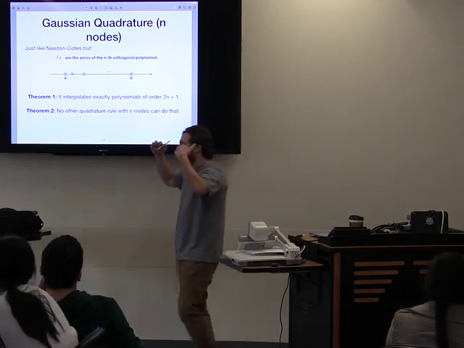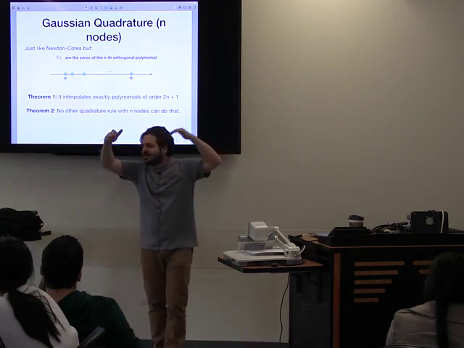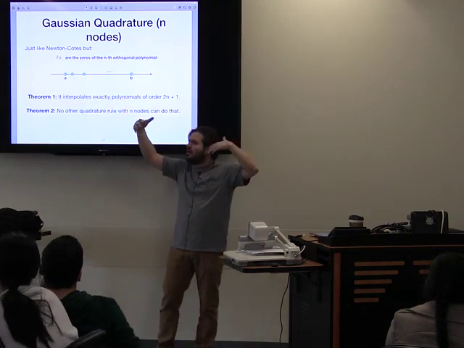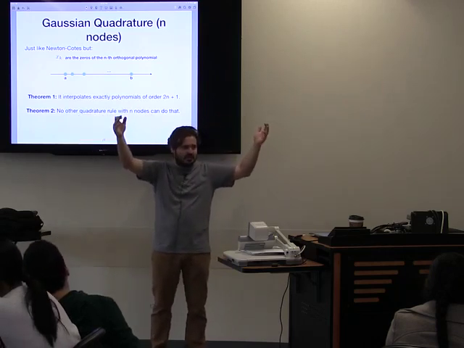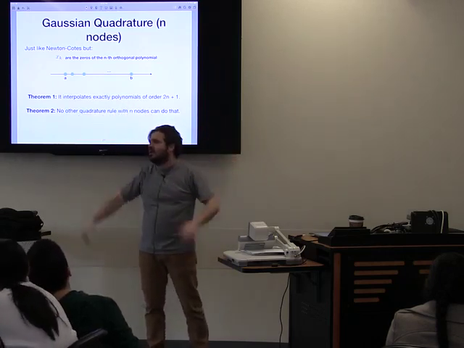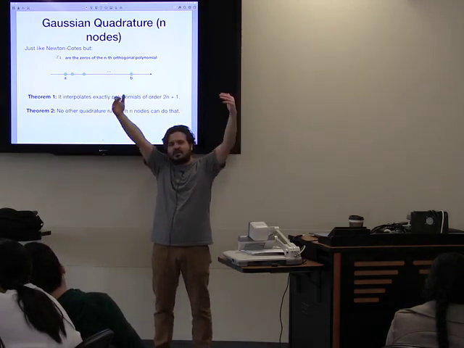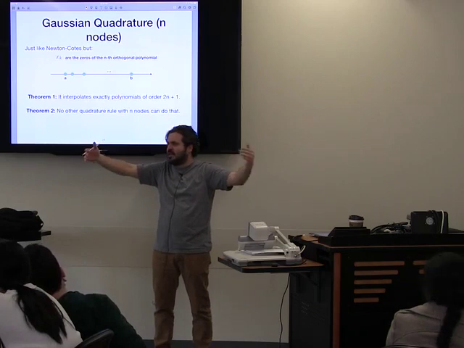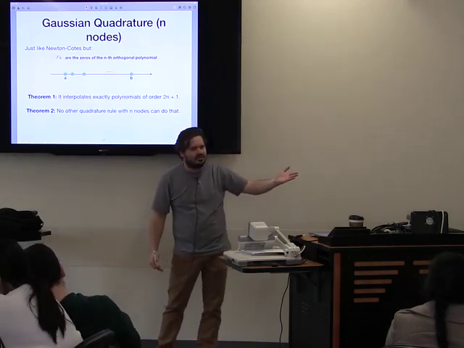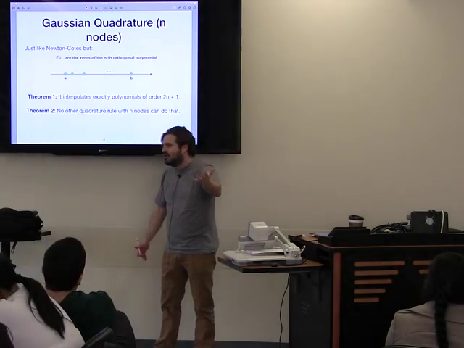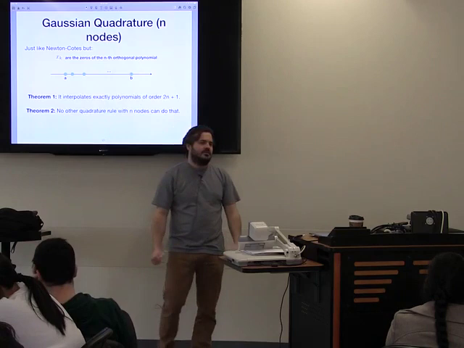So if you want to construct the Gaussian nodes, let's say we are on the interval from -1 to 1 with a weight p of x equal to 1. So we have the Legendre polynomials. Okay, we want to integrate something with a uniform weight. So what we do is we construct the orthogonal polynomials. We go to the nth one and we ask it, what are your roots? Okay, where do you get 0? And this is what gives us our nodes.